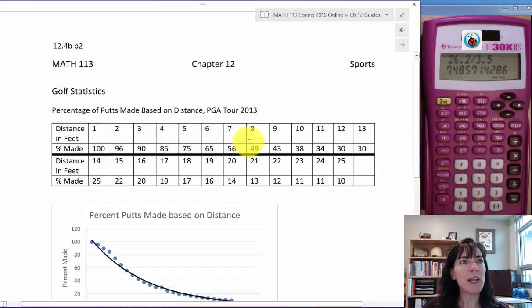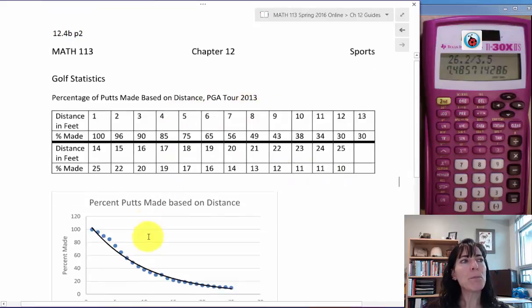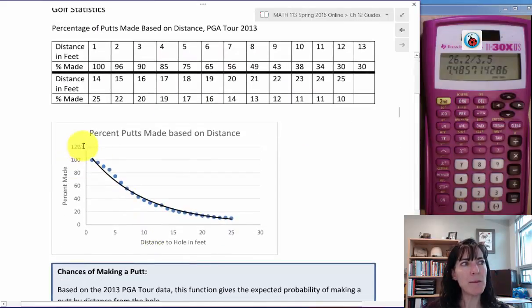But the further away you get, you can see the percentages are going down. So if you're 9 feet from the hole, only 43% of those best golfers in the United States made the putt. And the further away, if they're 25 feet away, only 10% of the golfers could make the putt. And this is the PGA Tour people again. So here's a graph of that.